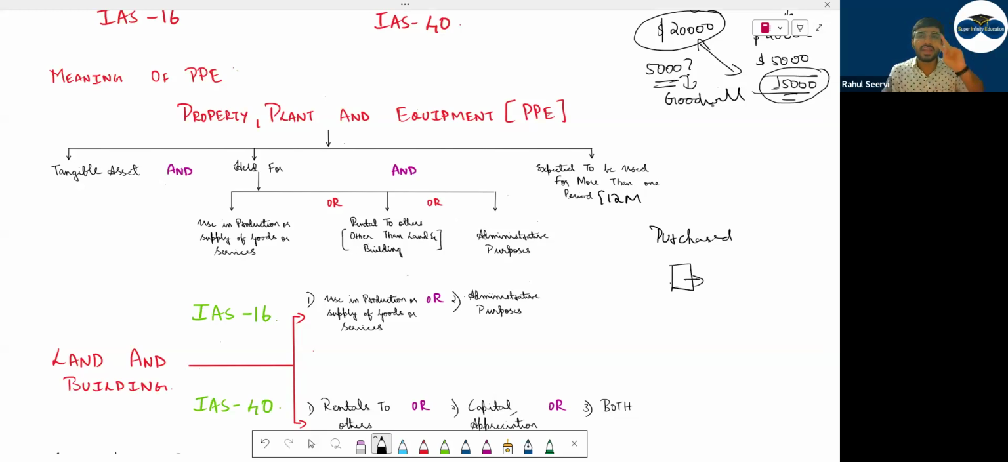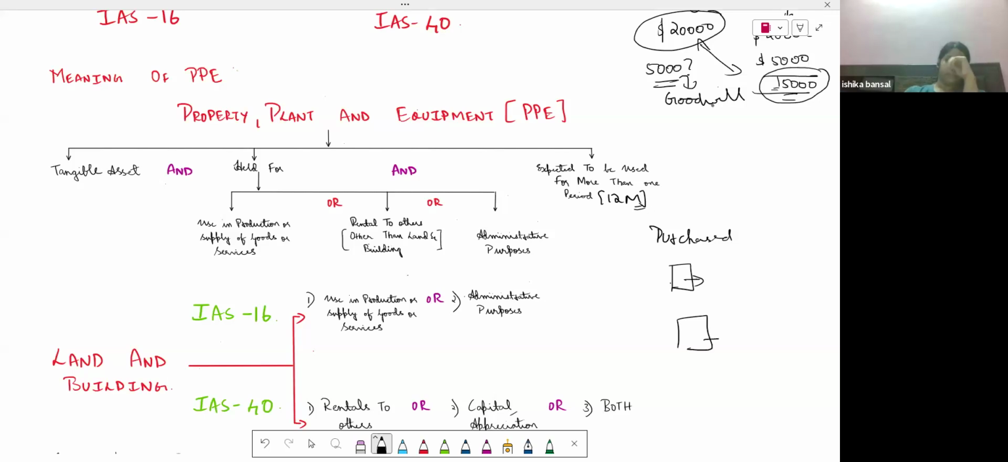So you can touch and see it, and can I say it is used for more than 12 months? Now, this is used for what purpose? Can I say this is used in manufacturing my inventory or finished goods? Can I say I'm using this for production of goods? So can I say used for business? So this machine will be what? PPE.